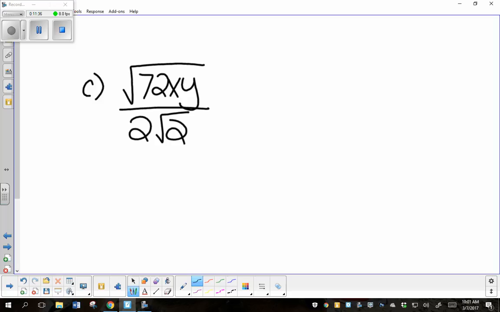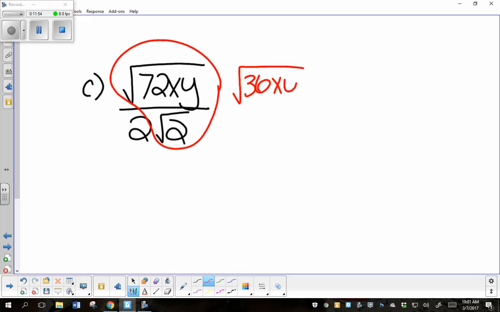So on this one, since it's both square roots and there's no plus or minus messing everything up, we can divide the stuff. So what's 72xy divided by 2? 36xy. So this is the square root of 36xy over this 2 is still here. This 2 is still here. And all this stuff went into one square root. It's right there.